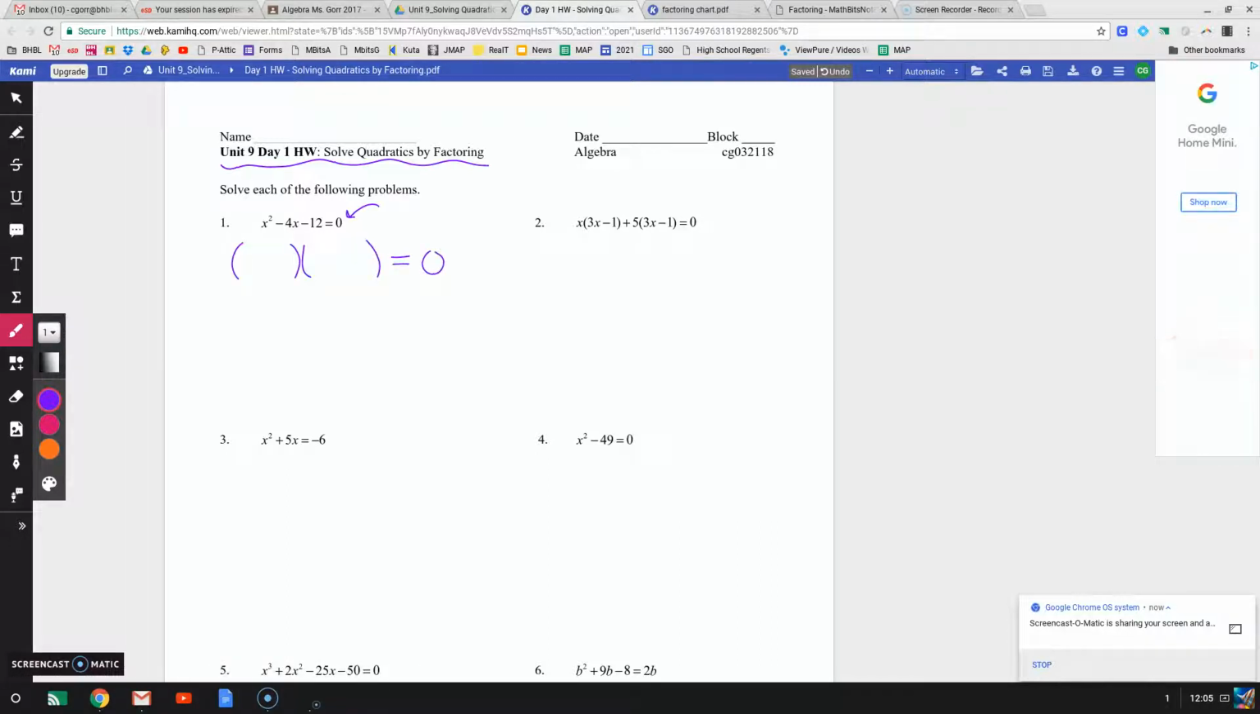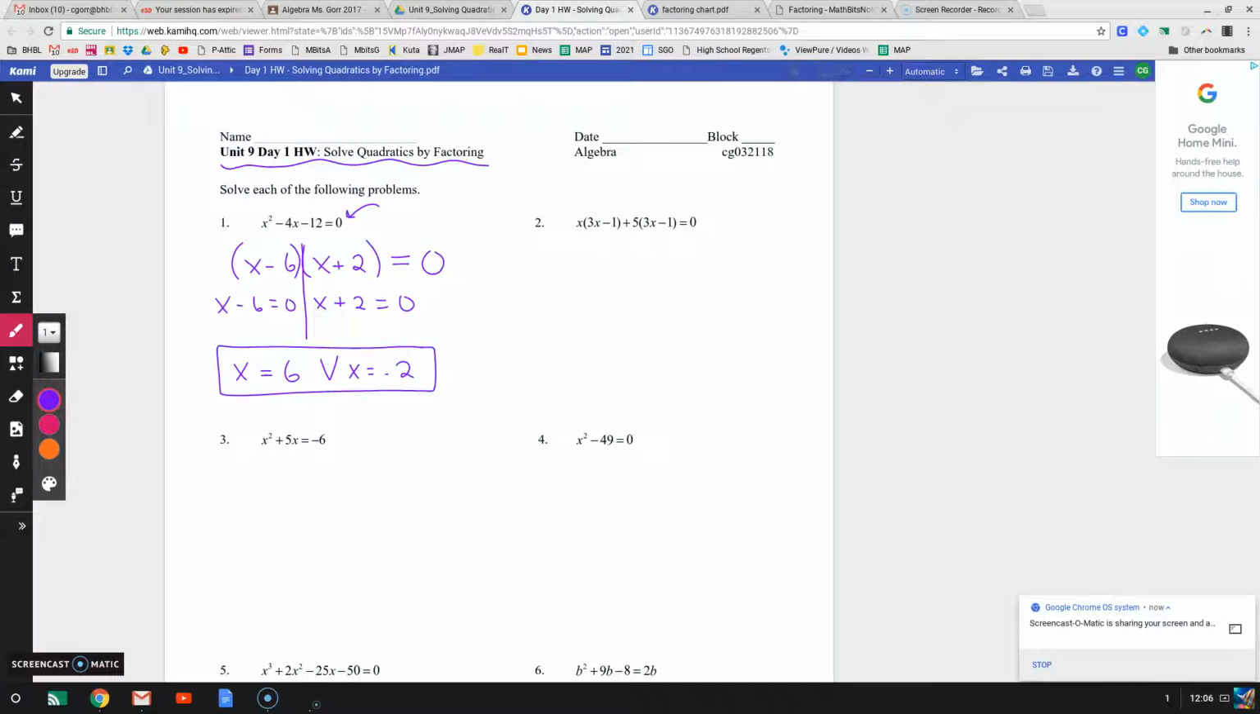I'm first going to look for a GCF. I notice that there is not a GCF. So I am now looking for numbers that multiply to 12 but add to -4. When I think about those combinations, I'm thinking that -6 and +2 will multiply to -12 and add to -4. Once I have my two factors, I'm going to break them up by setting them both equal to 0 and solving both of my equations. My solutions then will be x equals 6 or x equals -2, giving me the solutions or the roots to my equation.